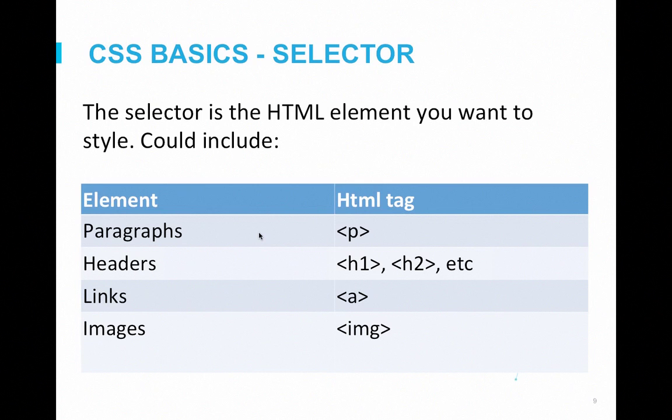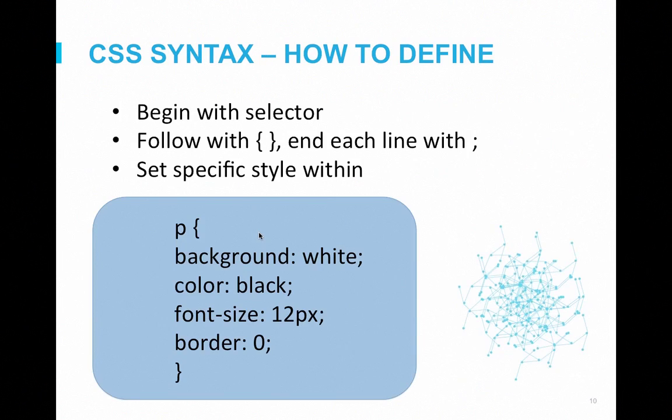And you define a CSS style or a set of rules by beginning with the selector, followed by a curly bracket, and then within those brackets you set out a list of definitions, each being a property and a value, and each line has to be terminated with a semicolon.